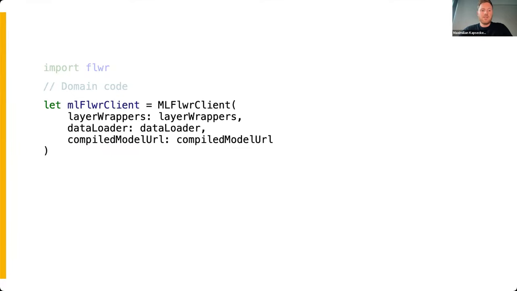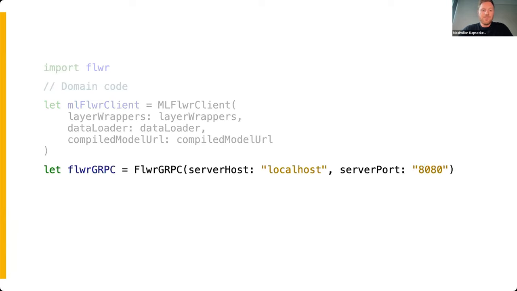test batches. Batches have the great advantage of optimizing performance, for instance, in case of asynchronous data loading or memory intensive data loading. Finally, the compiled model URL, the last argument here of type URL, points to the path of the compiled machine learning model in the file system of your Xcode project. The second required instance is of type FLiOS gRPC. It instantiates the class that enables communication between the client and the server. Therefore, it takes the hostname and port of the server as arguments.